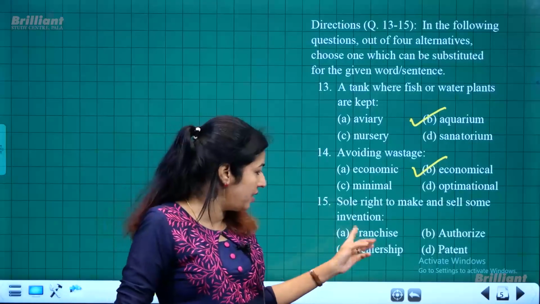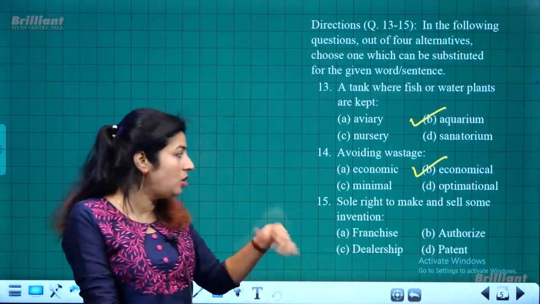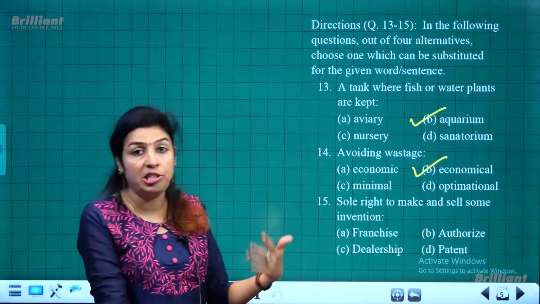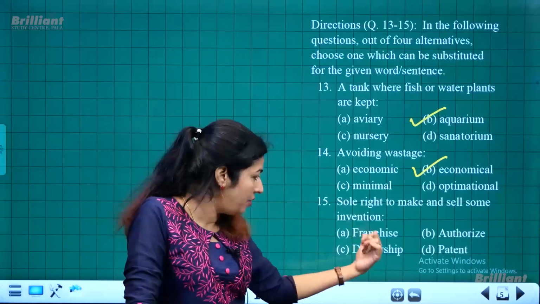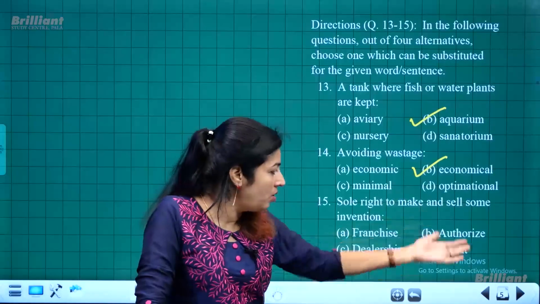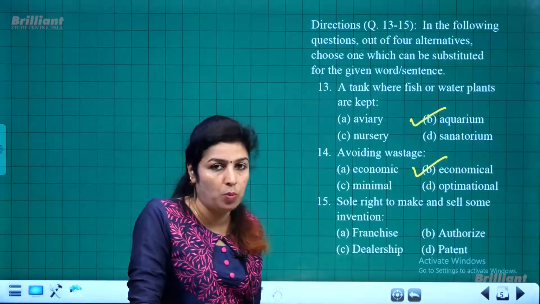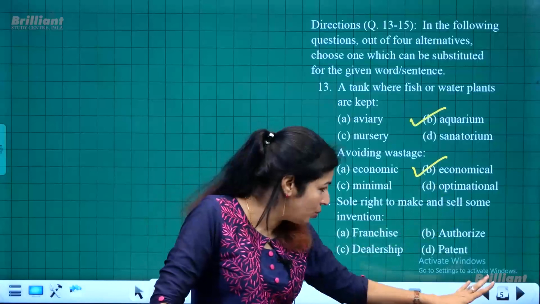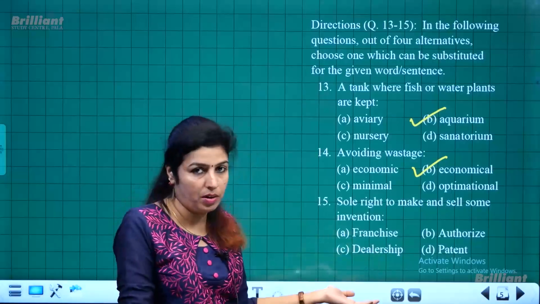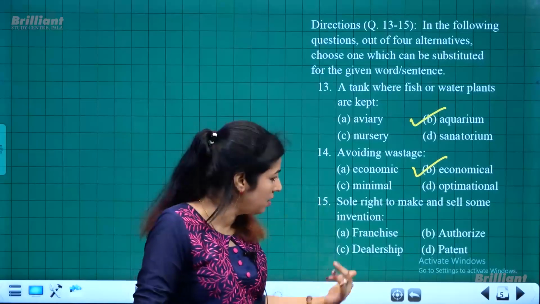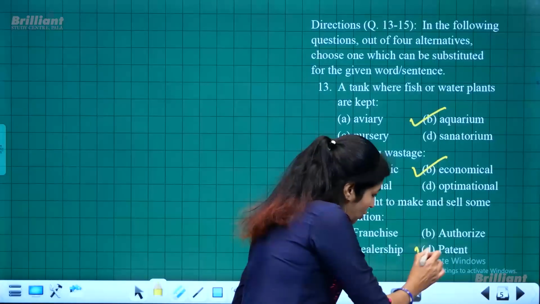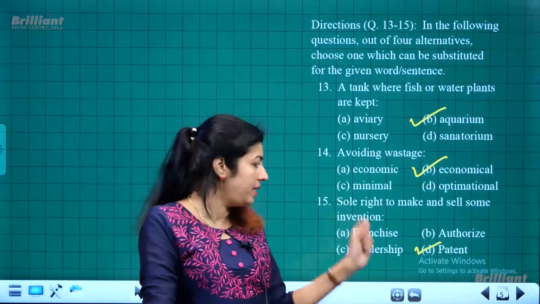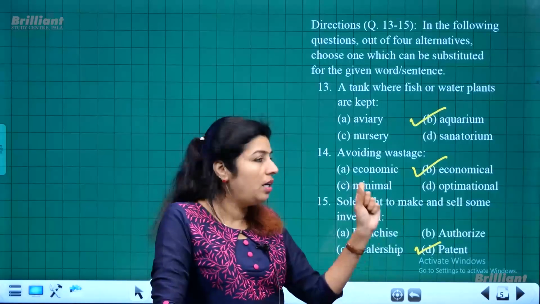Is it franchise? Franchise actually is the authority or the permission to carry out commercial things or business. So franchise is not our word. Then authorize is like you're appointing someone as an authority regarding something in a business. So authorize also is not the word to be chosen. Dealership, you know, is purely business. Now patent is the exact word which means the same, like a person who has invented something and he alone.